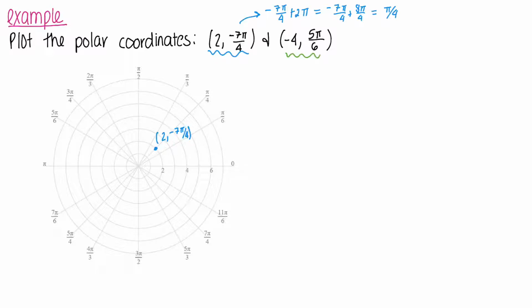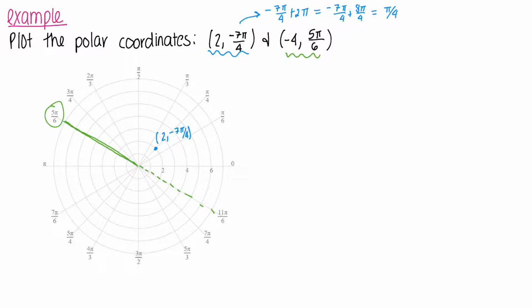This guy has a negative radius, so we're going to have to be a little bit careful here. We're going to go to 5 pi over 6 to begin with. That's right here. So I know that this is the line that I would normally go out on if r were positive. If r is negative, you actually end up going the opposite direction, just straight across the circle from it.